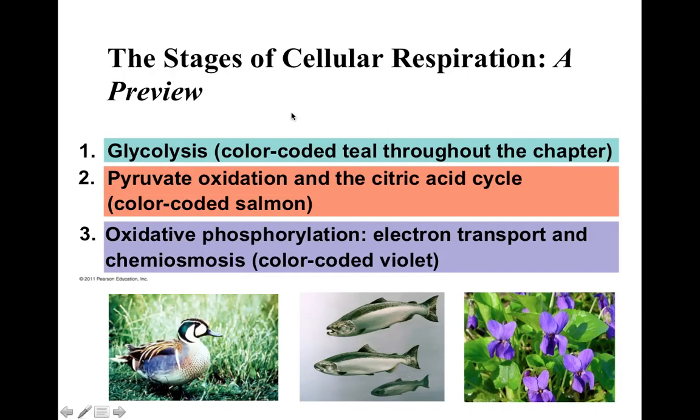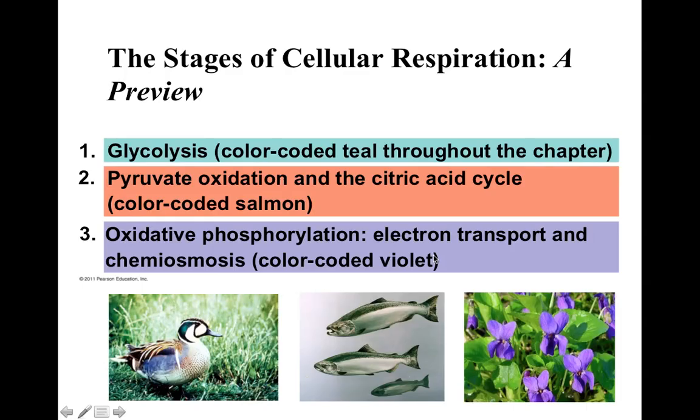So here are the 3 steps of cellular respiration. And you absolutely have to know these 3 steps. Really 3.5 steps. Glycolysis, which in the previous version of the book is color-coded as teal. Pyruvate oxidation and citric acid cycle, also known as Krebs cycle, which are color-coded salmon in color. And then oxidative phosphorylation, which is the third part, which is electron transport and chemiosmosis, color-coded violet.